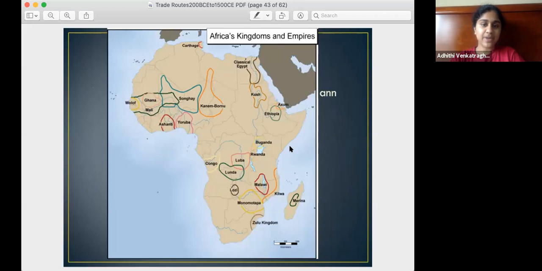This is just a map of Africa's kingdoms and empires. Yeah, thousands of camels, it's quite a lot.